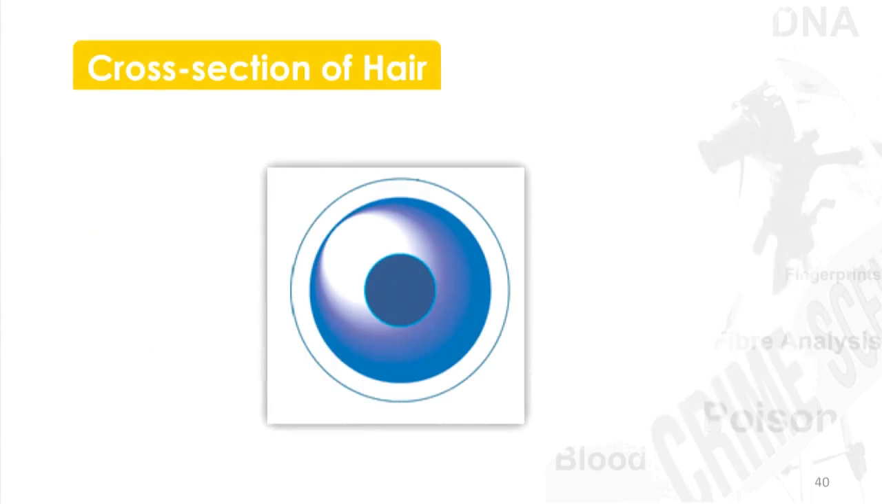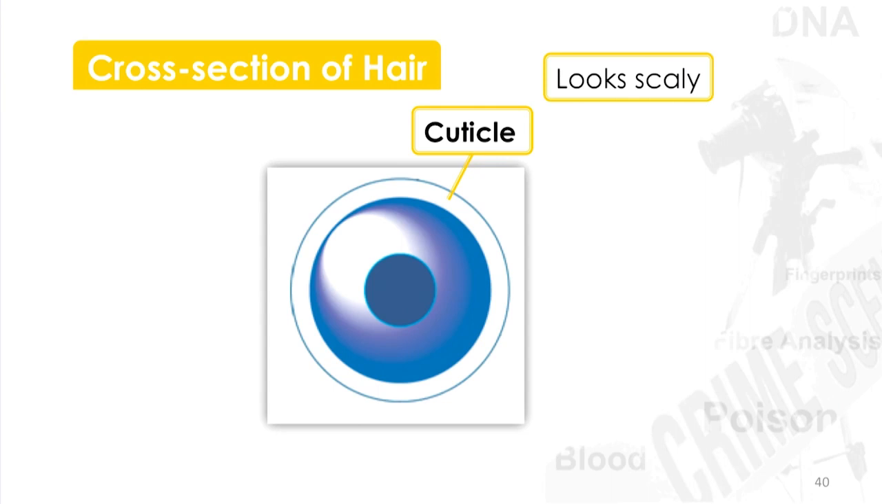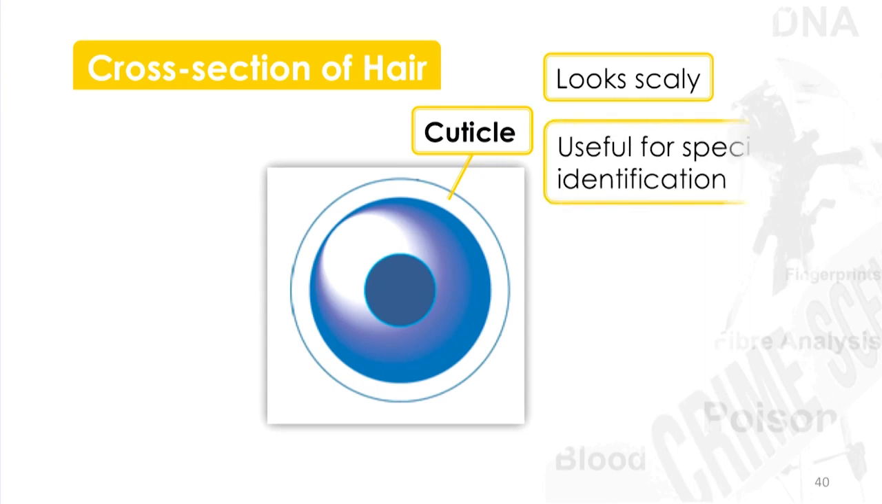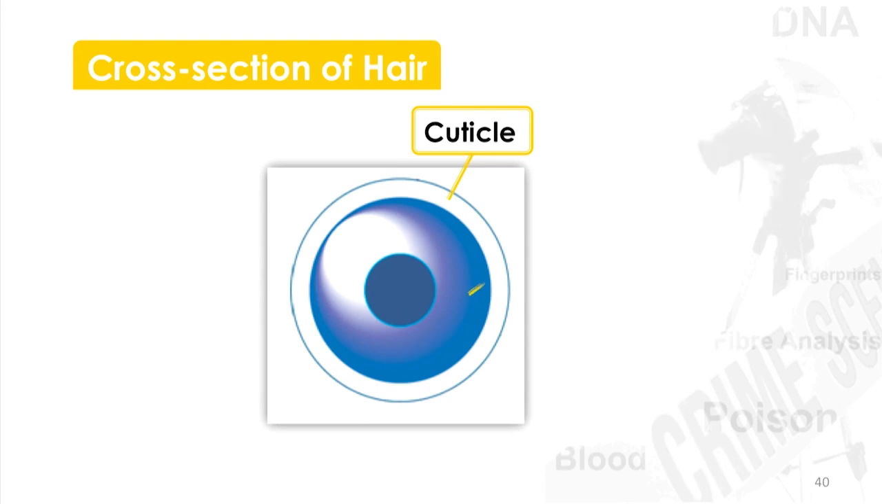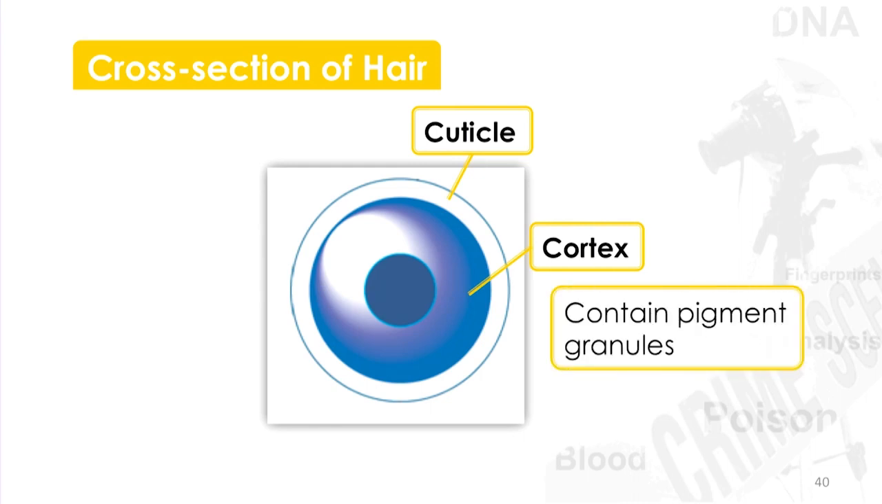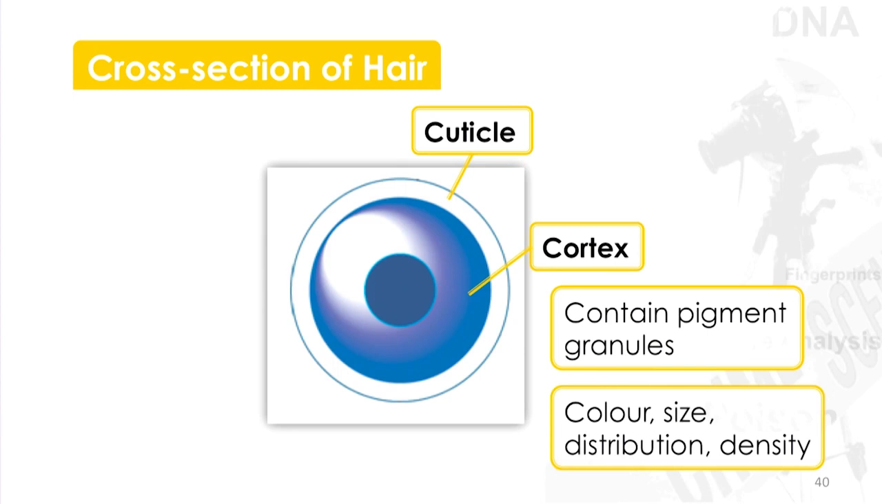So let's look at the structure of a hair. The outside of the hair is called the cuticle, and this often looks scaly, but by inspection of the cuticle, it's possible to identify the species from which it came. Inside the cuticle is the cortex, and the cortex contains the pigment granules. So it's the cortex that controls your hair color. The pigment granules can be examined under a microscope, and you can determine the color and the size and the way they're distributed and how closely they're packed in. And that's useful information.